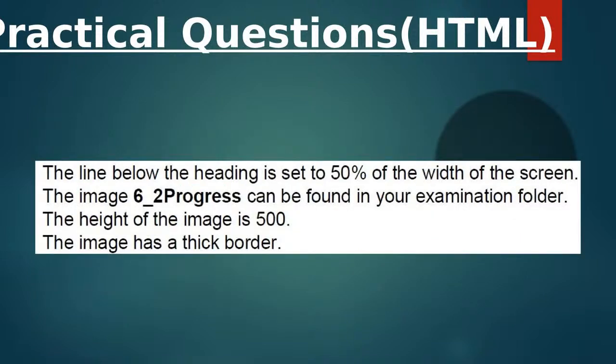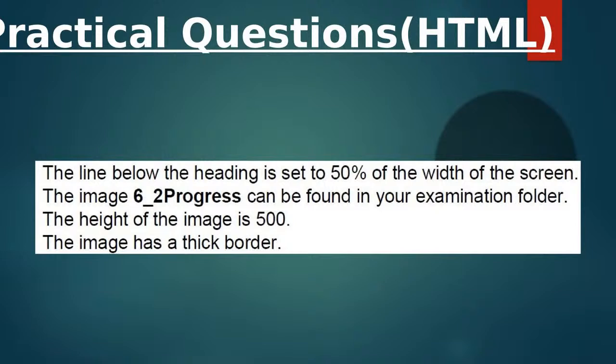All right, the line below the heading is set to 50% of the width of the screen. The image can be found in your folder. The height of the image is 500. The image has a thick border. Now, remember, our line is the HR tag. And inside the HR tag, we will apply various attributes like width equals 50%. Now, remember, your width can be expressed in pixels or percentages. So if it's pixels, we'll just put whatever the number is. Percentage, we put that number.